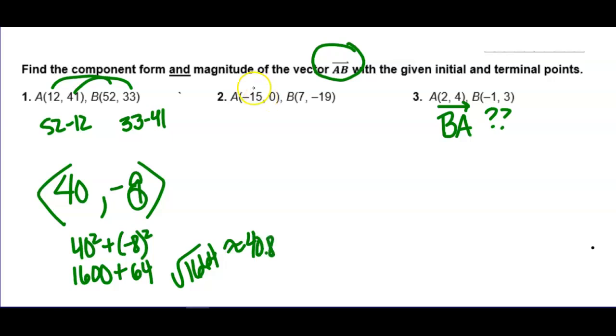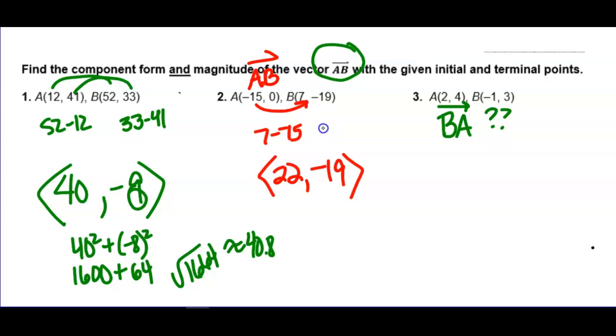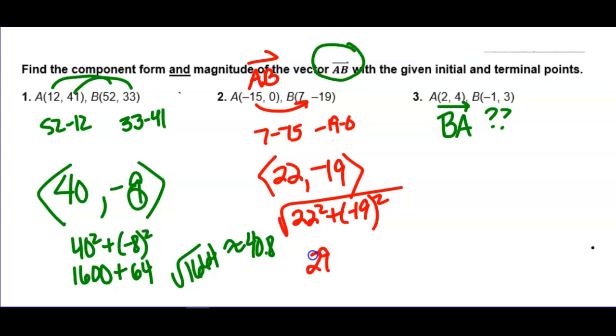All right. On this one, if we're doing A to B again, if you're going negative 15 to 7, you went up 22. If you go from 0 down to 19, you're going to go negative 19. Otherwise, it's negative 19 minus 0, because remember, you go backwards when you're subtracting. Then Pythagorean theorem will give you the magnitude. If you don't want to use parentheses, just leave the negative off, because that's all that happens when you square it. I got 29.1.